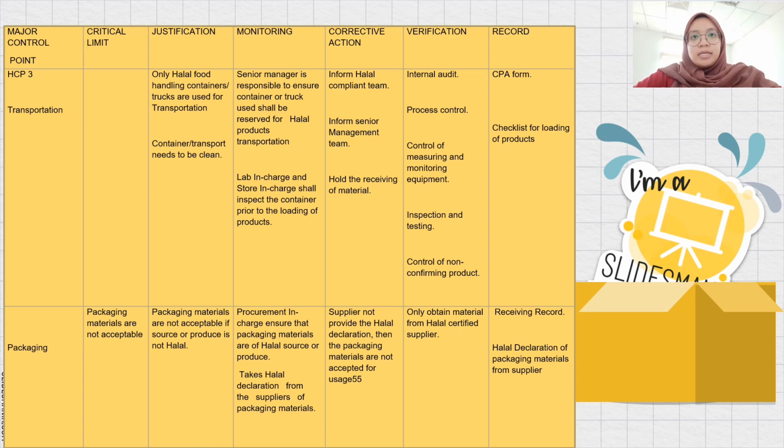As for the packaging materials, they are not acceptable if the source or producer is non-halal. The procurement in charge must ensure that the packaging materials are of halal source or producer, and they also need to take halal declaration from the supplier of packaging material. If supplier does not provide the halal declaration, then the packaging materials are not accepted. So, only obtain material from halal certified supplier, and then the details will be recorded in the receiving record and halal declaration of packaging materials from supplier.